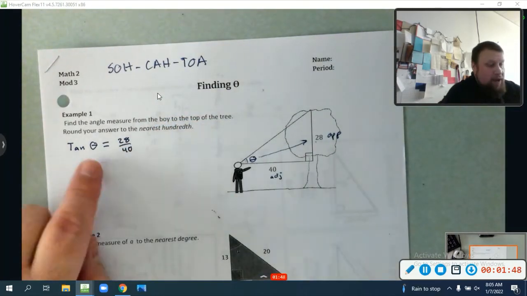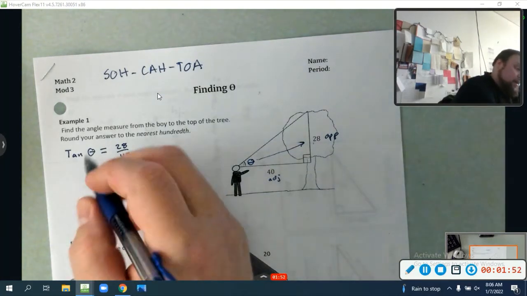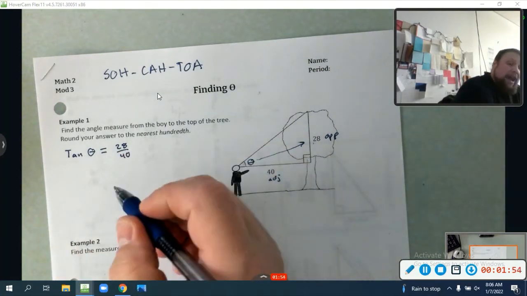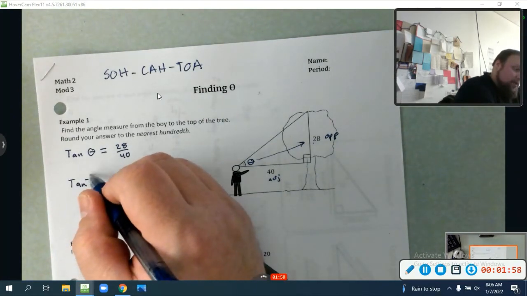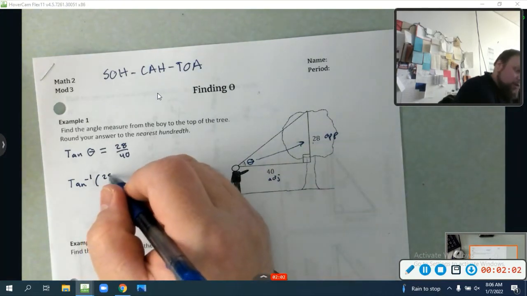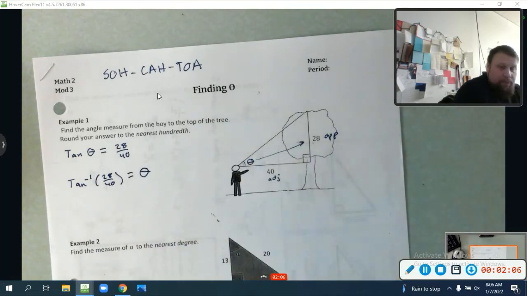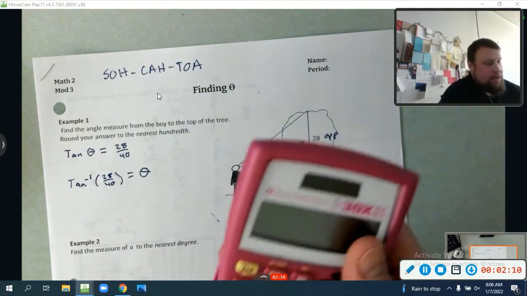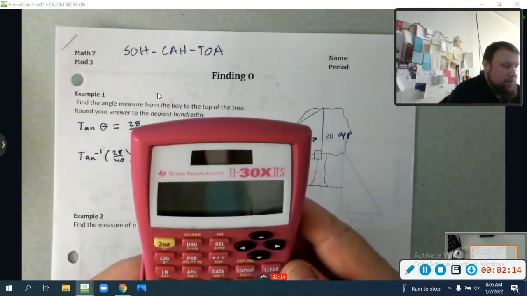Now, if I want to find out what theta is, guess what? If I take the inverse tangent, so that's tangent to the -1, or the arctangent of 28 over 40, it will equal theta. And the reason I know that is I want you guys to see this. Inverse tangent cancels out tangent.